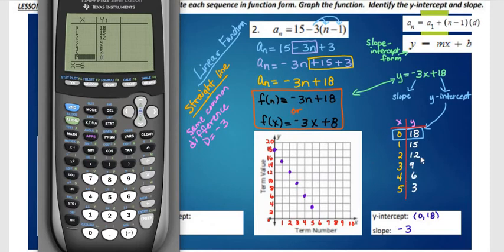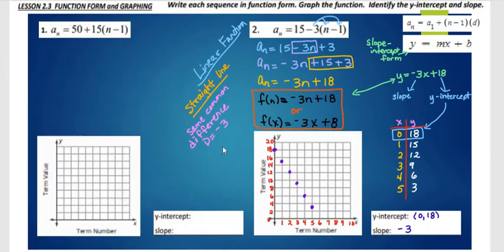So I've already gone ahead and written this out right here, and notice that this right here is your y-intercept. For the y-intercept, you have to have a 0 in the x place, and you see that you started at 18. This is a decreasing linear function because you're going downhill, so it is a negative slope. -3 is the slope. This is a straight line. It has the same common difference of -3, which is your slope. So your slope is -3, and the y-intercept is (0, 18).